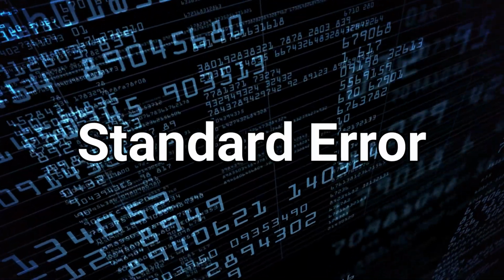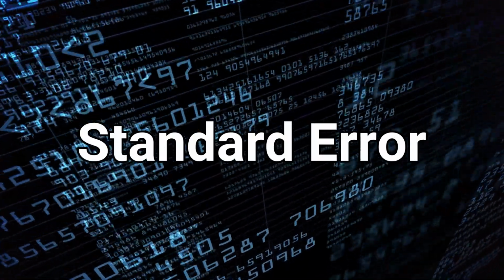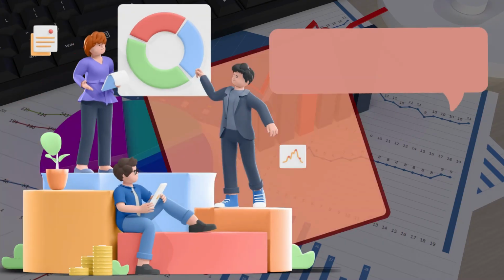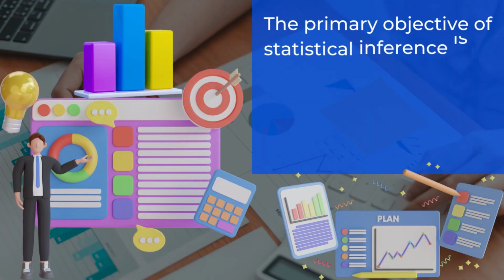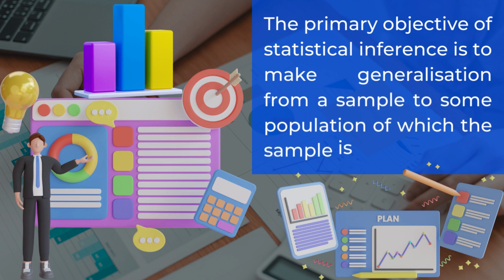Another fundamental concept related to the difference between the two means is the standard error. Standard error is associated with two types of measures: one is the error of sampling and the other is the error of measurement. The primary objective of any type of statistical inference is to make generalization from a sample to some population of which the sample is a part.